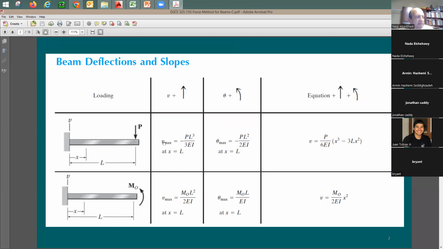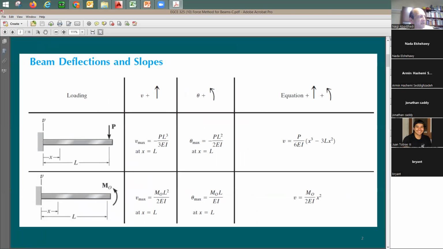It says the maximum deflection is going to happen when x equals L, and this makes sense. At the end of the cantilever, you're going to have the maximum deflection. It's going to be negative. Why negative? Because deflection is going downwards, and positive is going upward. So this maximum deflection is going to be negative P, the vertical load, times L cubed, the span, divided by 3EI.